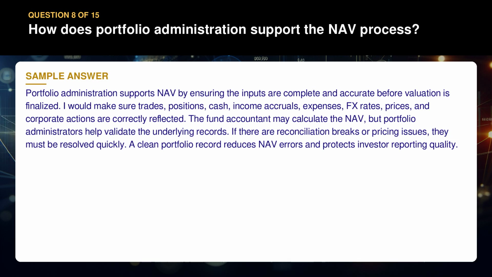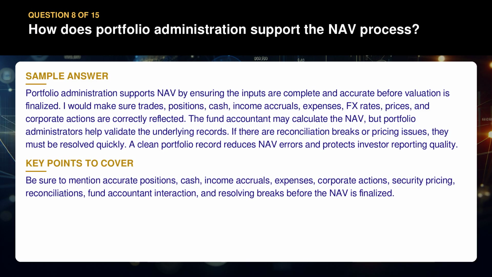If there are reconciliation breaks or pricing issues, they must be resolved quickly. A clean portfolio record reduces NAV errors and protects investor reporting quality. Be sure to mention accurate positions, cash, income accruals, expenses, corporate actions, security pricing, reconciliations, fund accountant interaction, and resolving breaks before the NAV is finalized.